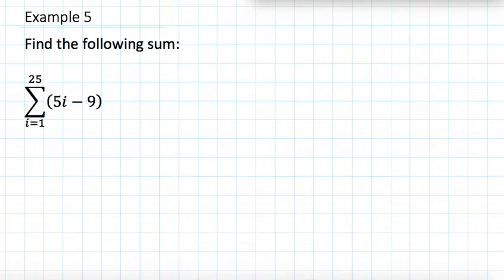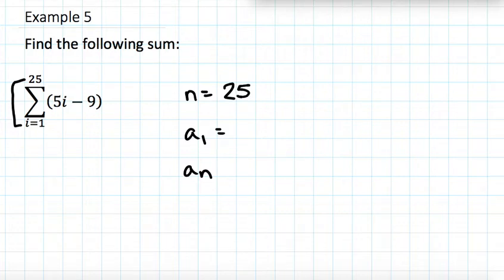The last example that we're going to see in this video is example 5. And this is a sum where it's written in summation notation. This one is actually easier than example 4. So I don't know why they put it after example 4, but it says to find the following sum from 1 through 25 of 5i minus 9. So again, we need to identify the three variables that are plugged into the sum formula, which is n, a sub 1, and a sub n. Since I'm going from 1 to 25 here, that tells me that I'm going to have 25 numbers that I'm adding together. So n is 25.